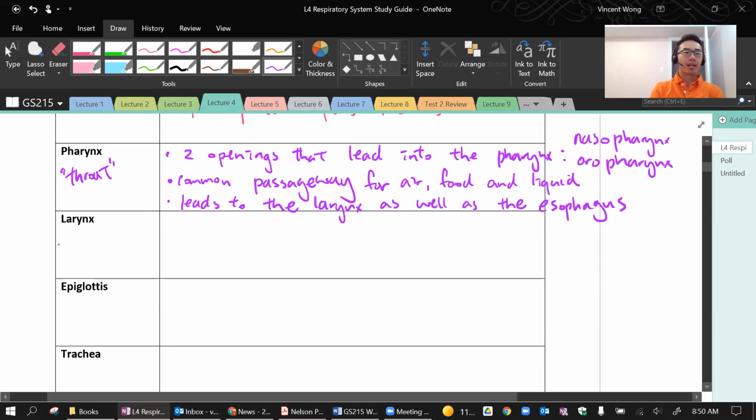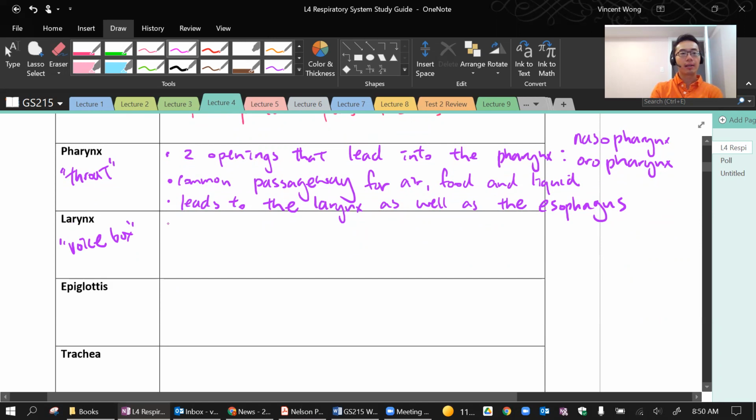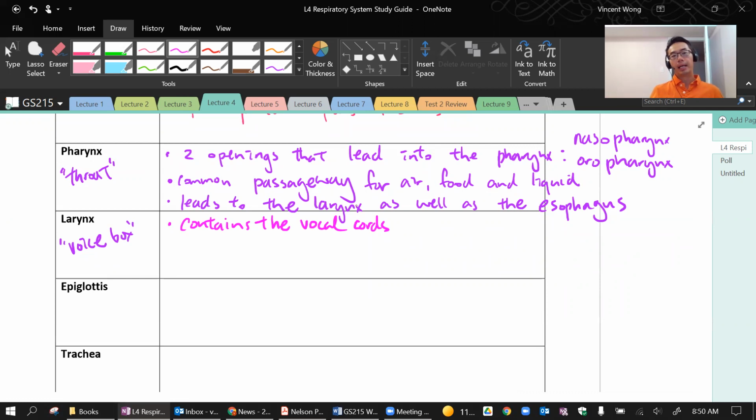Okay, so larynx. Larynx is the voice box. So what do you find in the voice box? Well, larynx contains the vocal cords. Vocal cords are muscles that you can control, right? Skeletal muscles. By changing the tension in the vocal cords, you can have high pitch or low pitch. If it's tighter, it's going to be higher pitch. If it's thicker, then you're going to have a lower pitch.